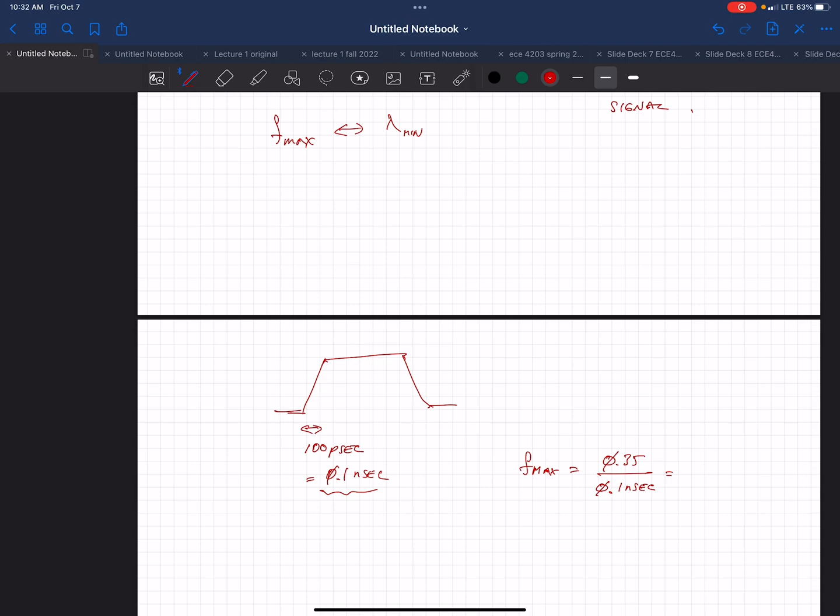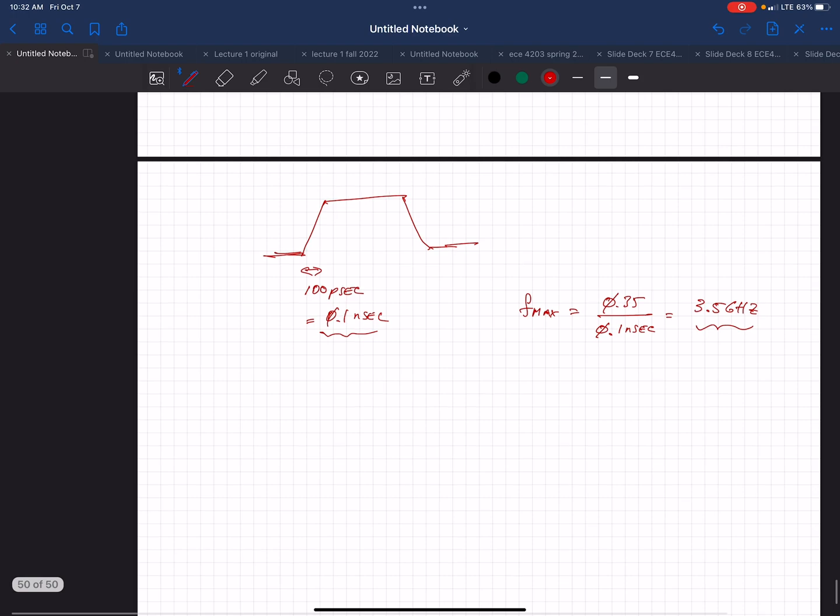Yeah, get that right. That's 3.5 gigahertz. Okay, so if I have a square wave with 100 picosecond rise time, most of the important frequencies that make up that square wave are in this 3.5 gigahertz type of frequency range. Guys with me? Okay.